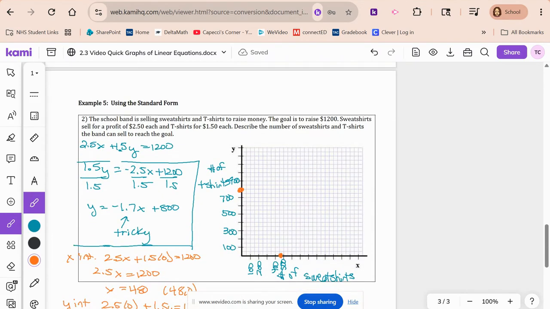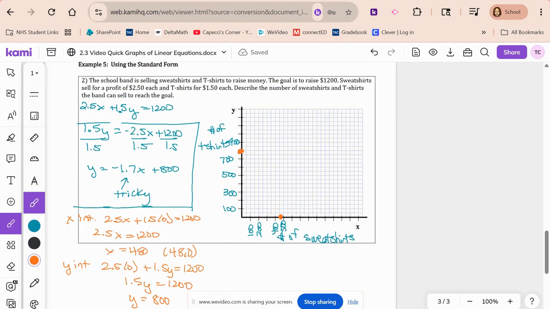All right, let's take a look at our last example. The school band is selling sweatshirts and t-shirts to raise money. The goal is to raise $1,200. Sweatshirts sell for a profit of $2.50 each, and t-shirts for $1.50. Describe the number of sweatshirts and t-shirts the band can sell to reach the goal. Okay, so here we go.